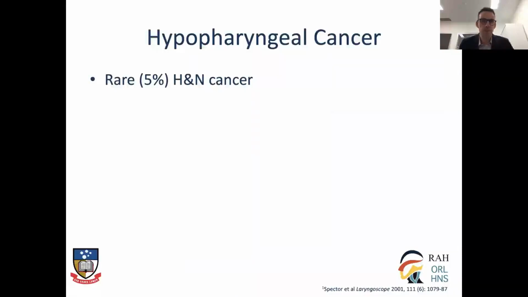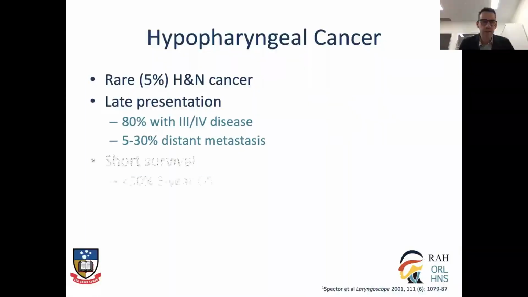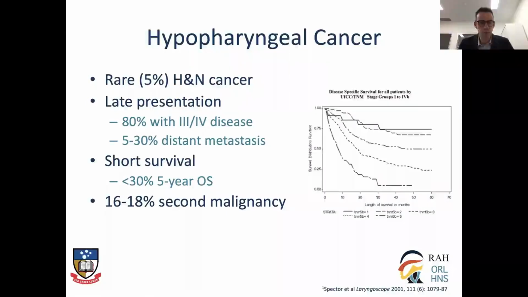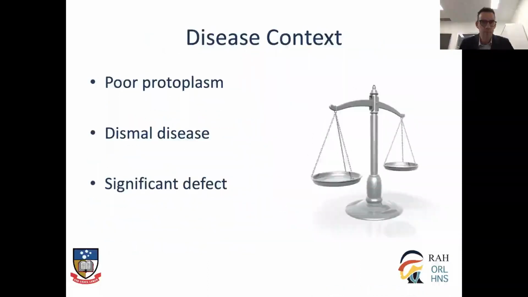If we move on to hypopharyngeal cancer, which will also be covered in today's talk, we know it's a rare head and neck cancer subsite that typically presents late with a relatively short survival, high rates of second malignancy, and these patients typically have other comorbidities and a poor nutritional status. And all of these things really impact on decisions that we make around reconstruction of hypopharyngeal defects and what the outcome needs are for these patients.